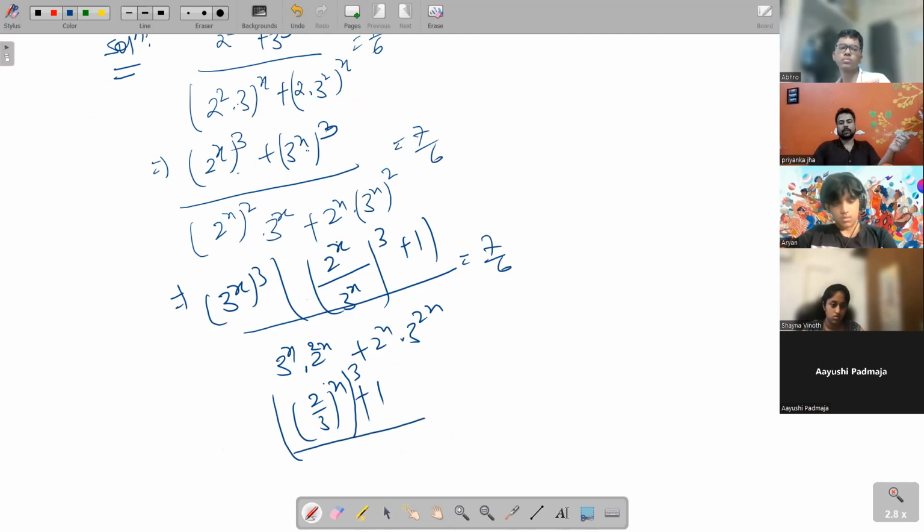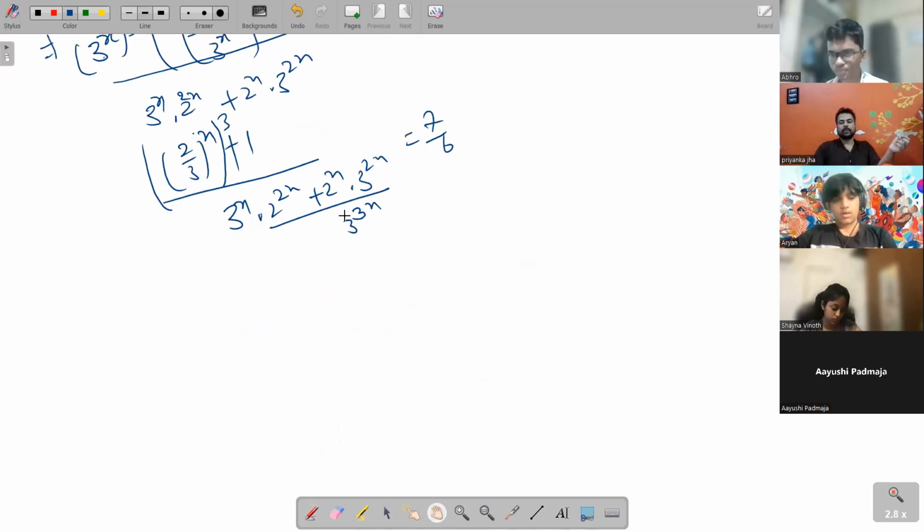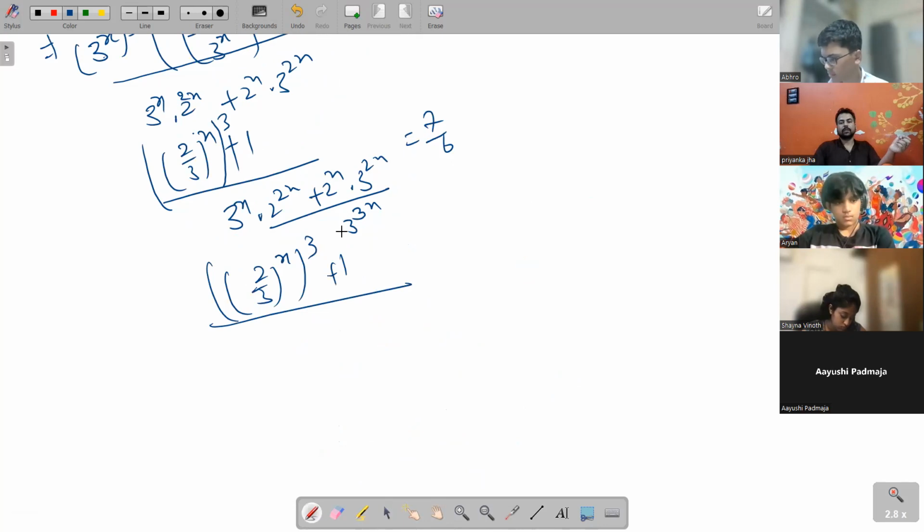So this is 3 plus 1 upon. Divide the denominator by this 3 raised to 3x, so 3x will be cancelled. If you bring it down, it will be 3 raised to x into 2 raised to 2x plus 2 raised to x into 3 raised to 2x upon 3 raised to 3x equal to 7 by 6. Now split the term: (2 by 3)^x to the power 3 plus 1 upon. Split the term, this and this 1 will cancel. So it will be effectively 3 raised to 2x.